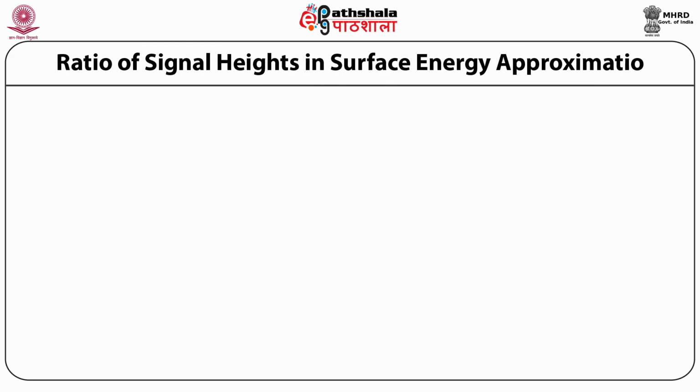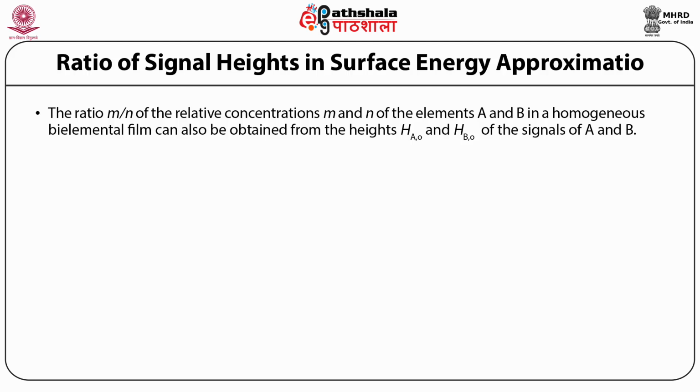The ratio of signal heights in the surface energy approximation. The ratio m divided by n of the relative concentrations m and n of the elements A and B in a homogeneous bi-elemental film can also be obtained from the heights h_A0 and h_B0 of the signals of A and B. The scattering from the top surface layer of such a sample is the same as for a bulk sample. Therefore, there are two different ways of finding the ratio m divided by n.